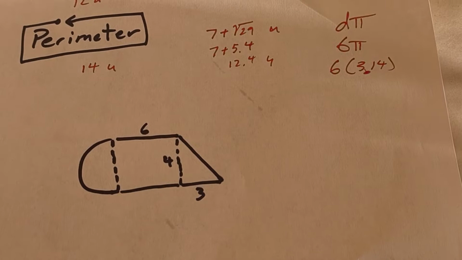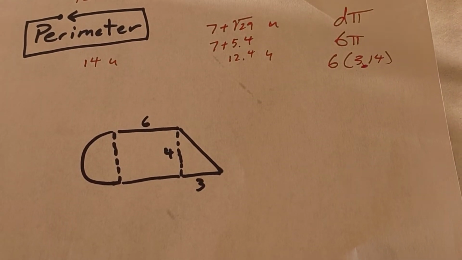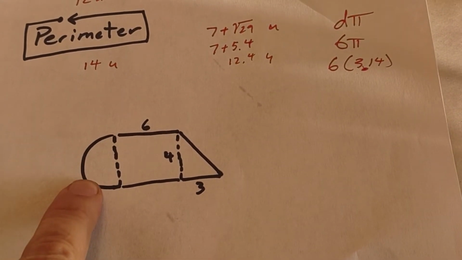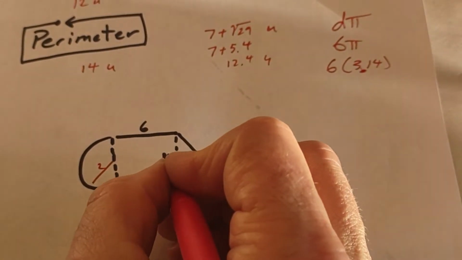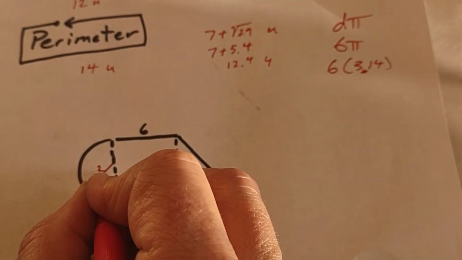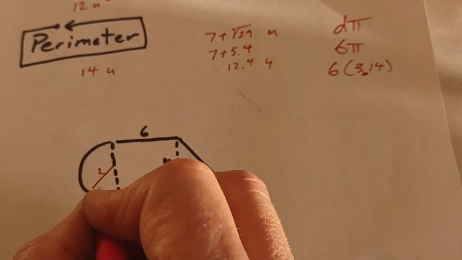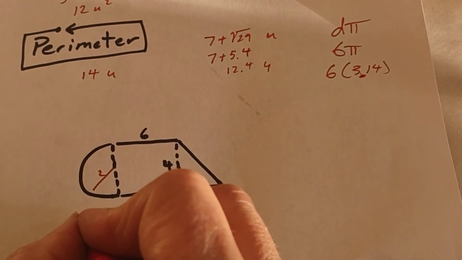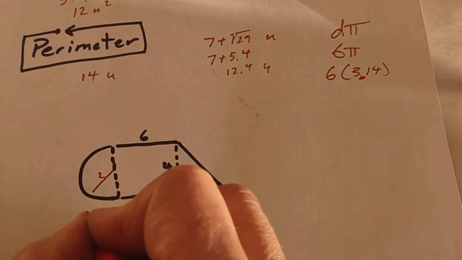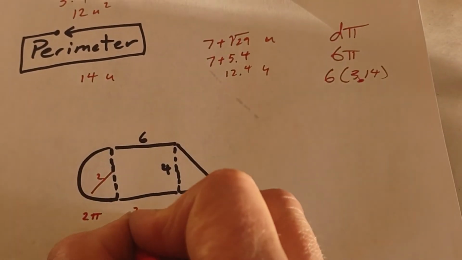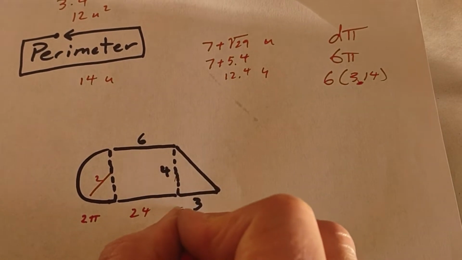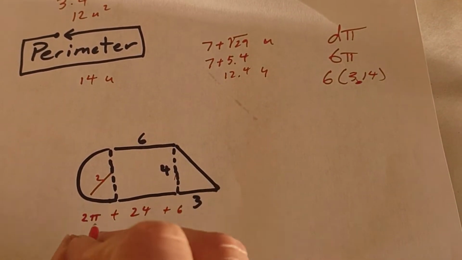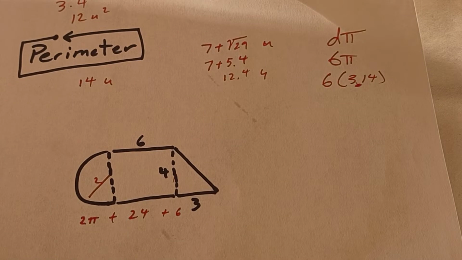Do the area first. All right, so the area for this thing is going to be half of pi r squared. We know the radius is 2 by looking over here. So 2 times 2 is 4, times pi, but it's going to be half of that because it's half a circle. So it's just going to be 2 pi. 6 times 4 is going to be 24. And then 4 times 3 is 12, but it's half of that, so that's going to be 6. So if I add those 3 together, that would be my area.